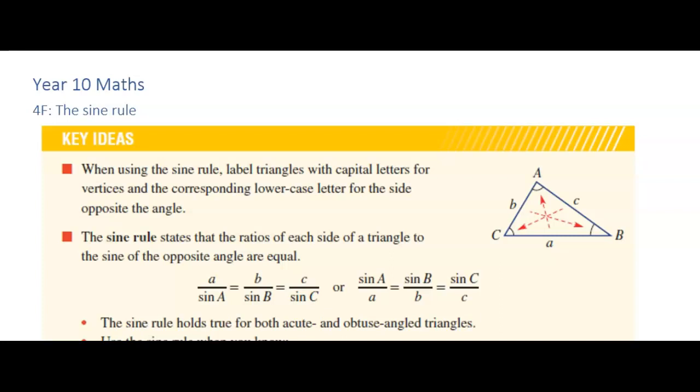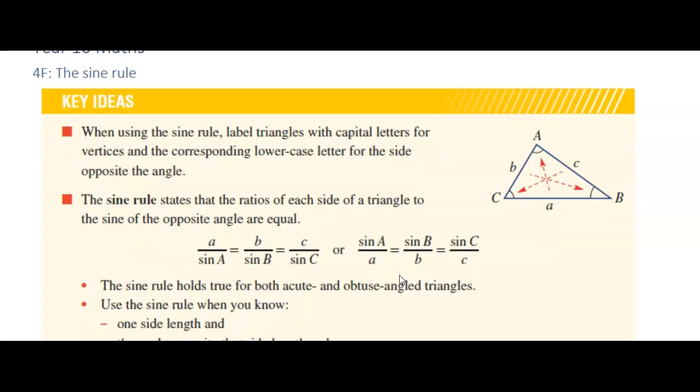So we're going to start looking at triangles that aren't right angle triangles. When we're dealing with non-right angle triangles, we're basically using either the sine rule or the cosine rule. Don't get them mixed up with the sine ratio or the cos ratio. Okay, so it's a little bit different. We call them the sine rule and the cosine rule.